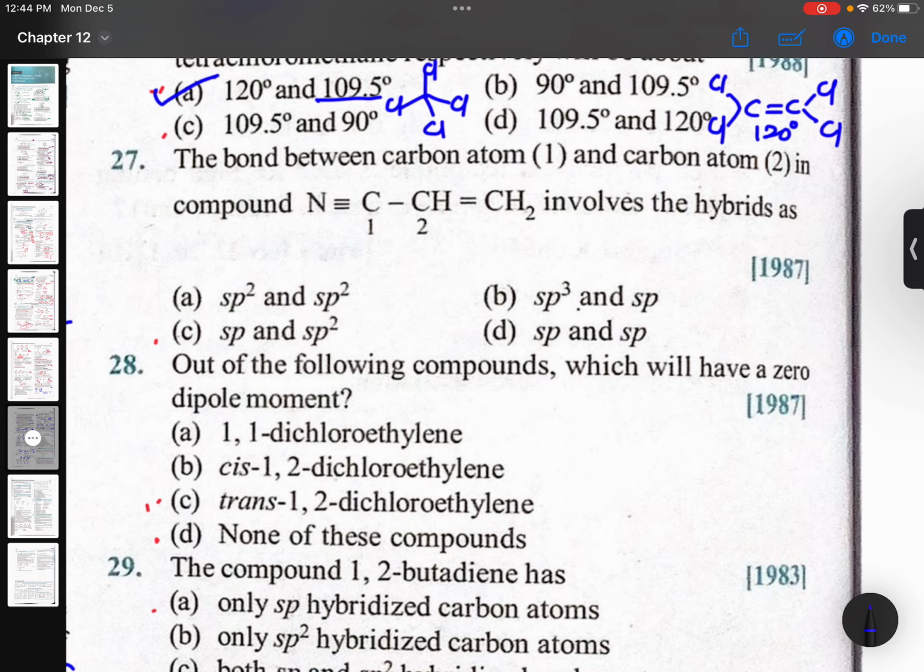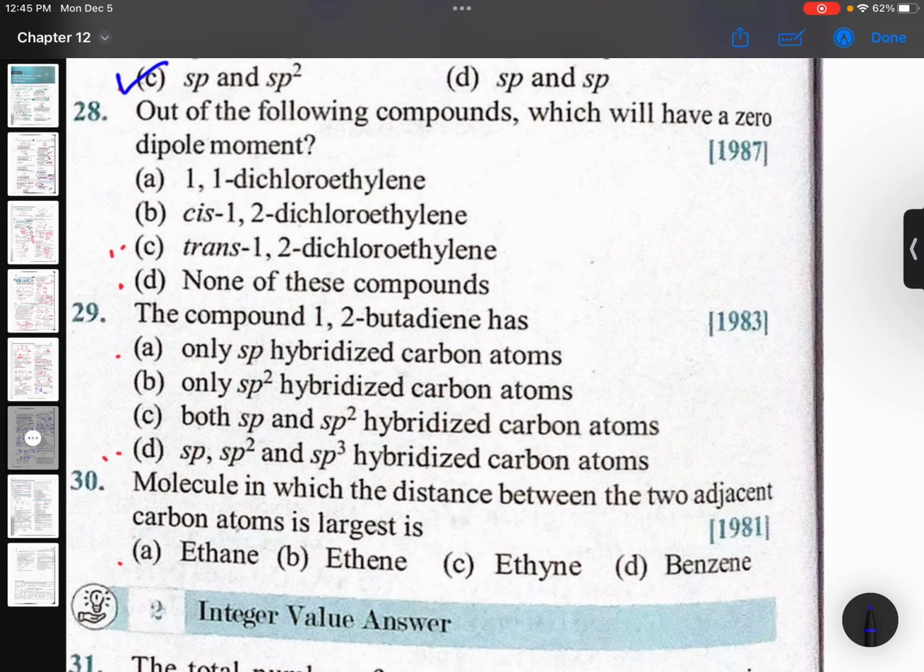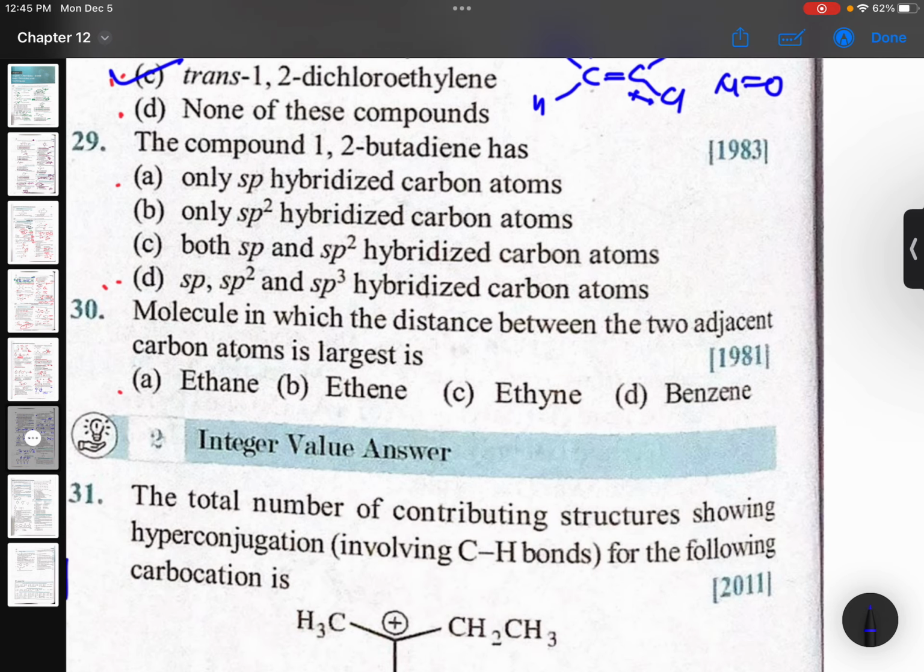The bond between carbon atoms 1 and 2 in the compound involves what hybrid orbitals? This is a triple bond, so sp, this is a double bond, so sp2. Easy question. If you had written the exam in 1987, how nice it would have been. Which of the following compounds will have a zero dipole moment? Trans-1,2-dichloroethene will definitely have zero dipole moment because both dipole moments are working exactly in opposite directions. Mu is equal to zero. The compound 1,2-butadiene means CH2 double bond C double bond CH-CH3. It is sp2, it is sp, this is sp2 and this is sp3.